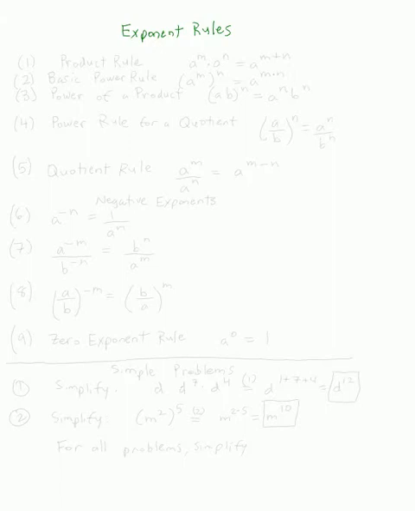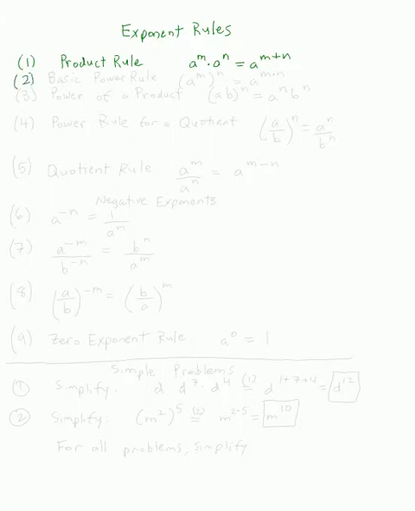The first rule, I'm going to give them each a number so I can refer to them later. So rule number 1 is going to be the product rule. The product rule says that anytime you multiply two exponents together that have the same base, you end up with another exponent which is the sum of the powers. A to the m times a to the n equals a to the m plus n.